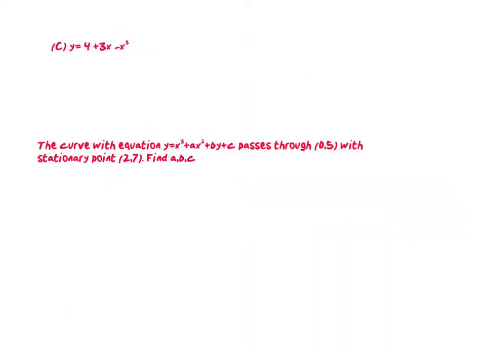Right. Okay, let's go again. So we want the stationary point for this one, so we need dy dx, which for this one would be 3 minus 3x squared, and we're going to let that equal 0 because the stationary points occur when the derivative, or dy dx, equals 0. And then we're going to factorize this. We could have 3 outside, and we get 1 minus x squared.